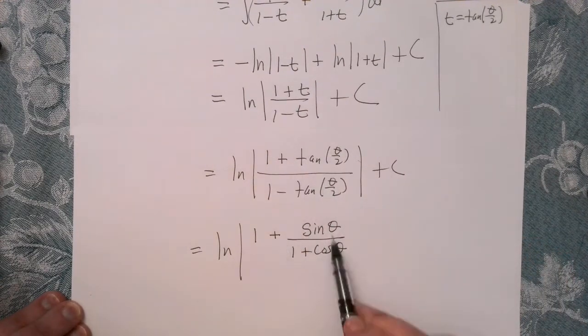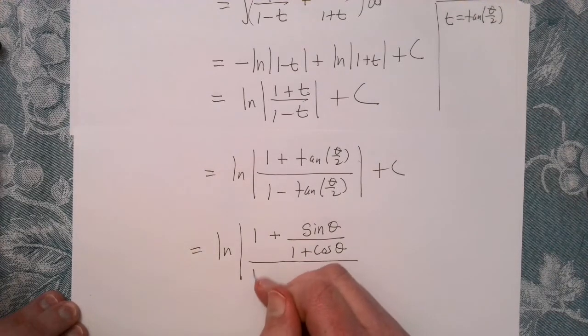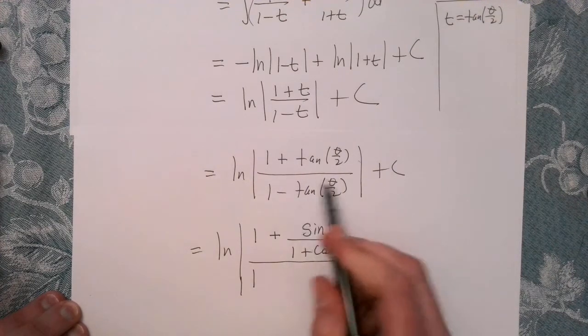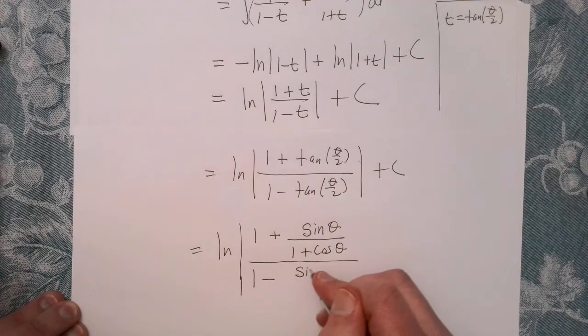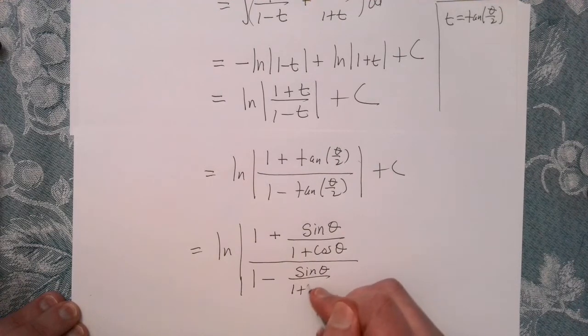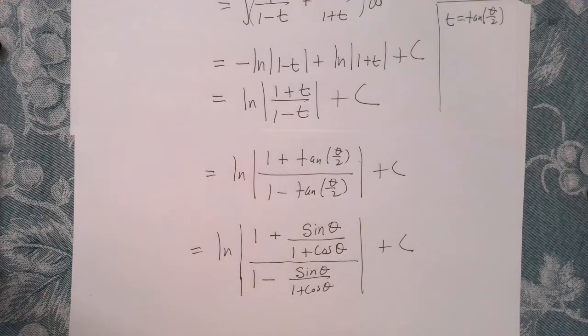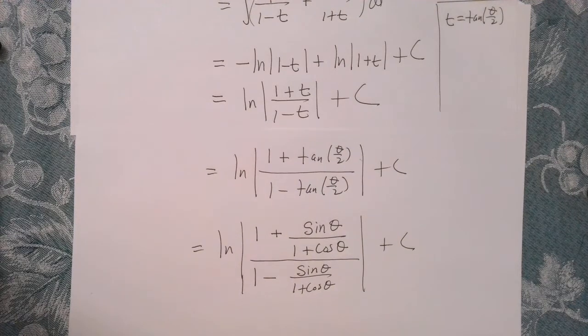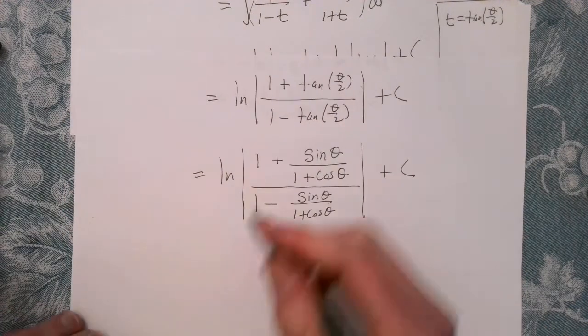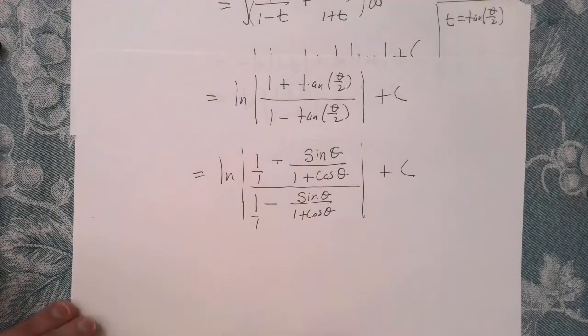Okay, so this equals this by our previous video. And downstairs, more of the same right here, right? So we've got 1 minus sine of theta over 1 plus the cosine of theta plus c. Okay, we can do a little bit of fraction work here. Put that over 1, put that over 1.